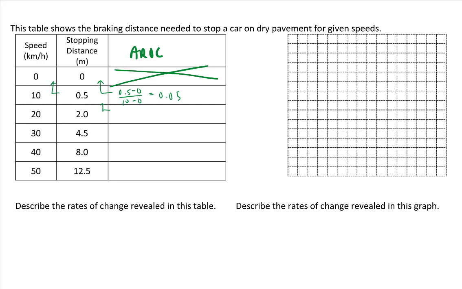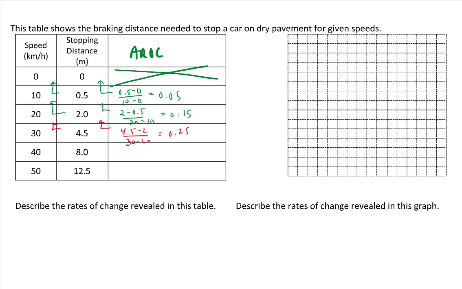Go to the next one. This is 2 minus 0.5 divided by 20 minus 10. And this gives me a rate of change of 0.15. Let's go to the next set. 4.5 minus 2 divided by 30 minus 20.